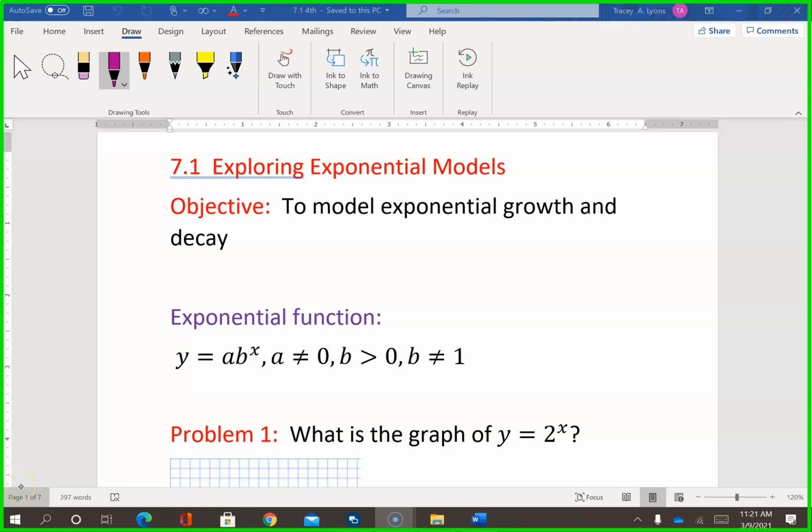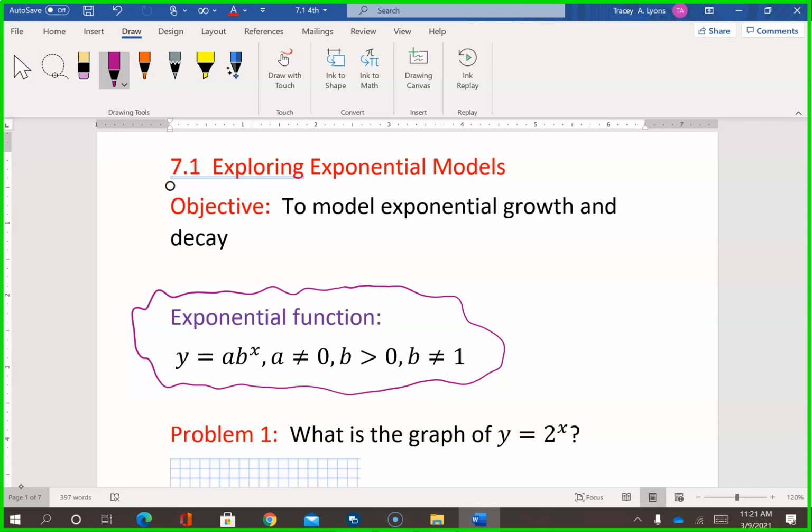Section 7.1, exploring exponential models. We're going to look at exponential growth and decay today. It's kind of like a sciencey kind of thing, but there are other types of things that we'll look at as well. You might want to write down this part right here. The things that are really important are the things that follow.